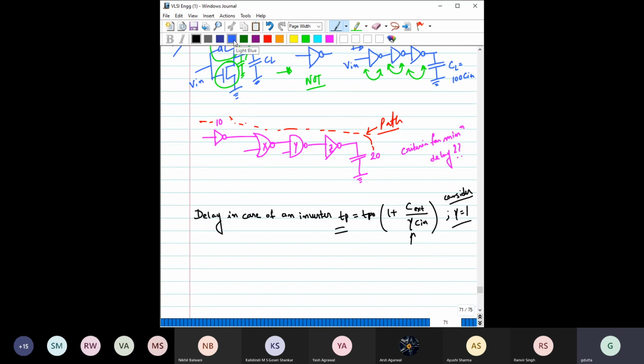We have also discussed where this Tp0 part comes from. This Tp0 is the intrinsic delay part.